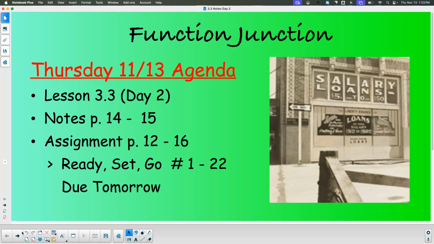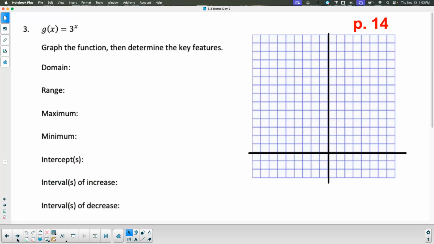We are back in your notes on pages 14 and 15 in your white packet, and we should have a little bit of time to get some homework done too, and stamp and all that stuff. So the first function we're going to start with is number 3. We did number 2 yesterday in class on page 14, and so now we're going to start with number 3 here.